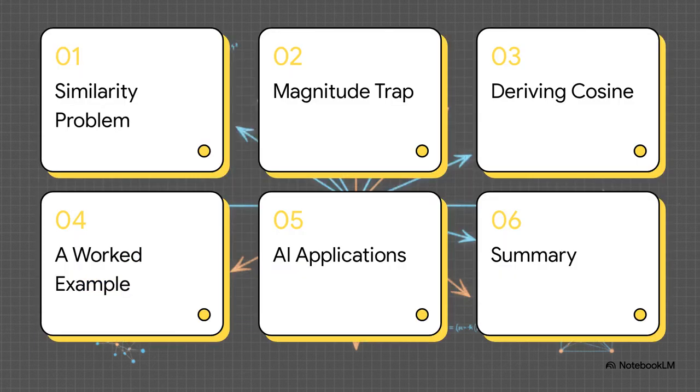So, here is our roadmap to solving this conceptual mystery. First, we'll look at the AI similarity problem, followed by the magnitude trap. Then we'll get into deriving cosine similarity, run through a worked numerical example, explore real-world AI applications, and finally, do a summary connecting all the math.